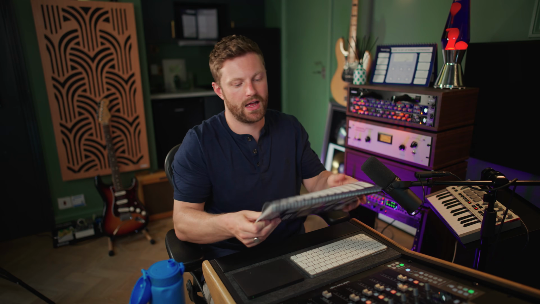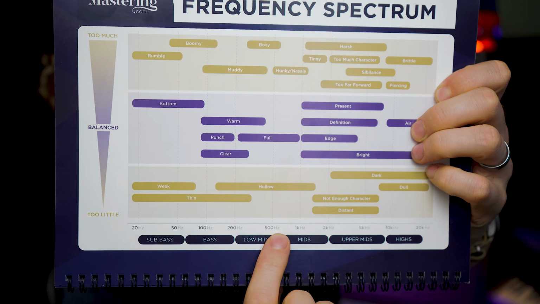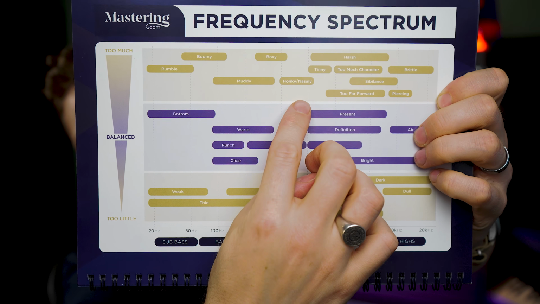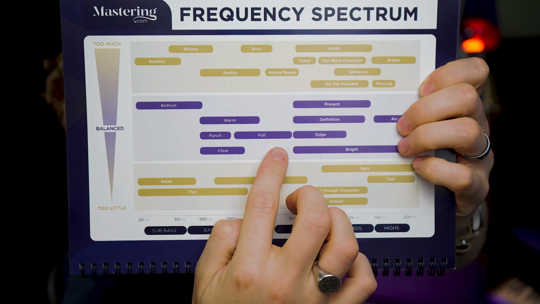Or if we take a look at our EQ cheat sheet, we can see here 500 to 1K. If there's too much, it's going to start to get honky, nasally. But if we've got the sweet spot, it's going to sound quite full, but it's a little bit high to be warmth.